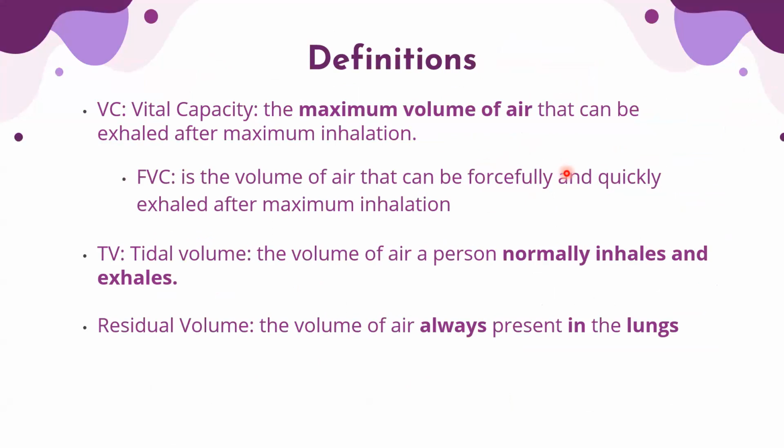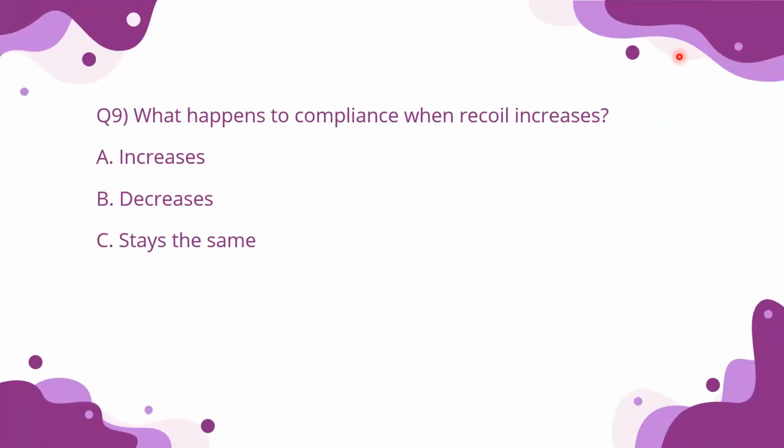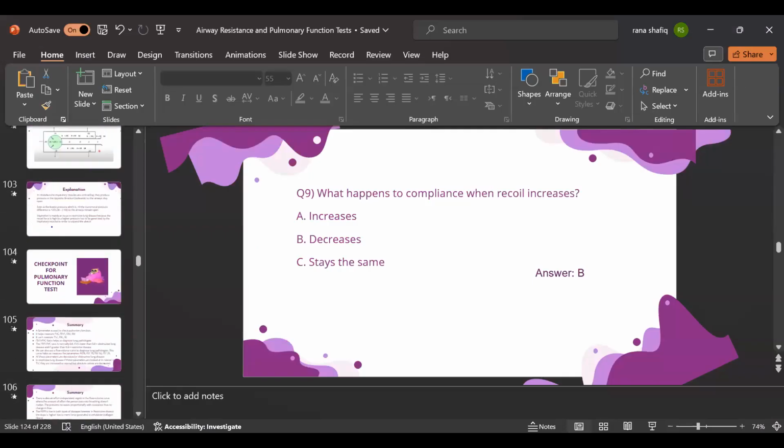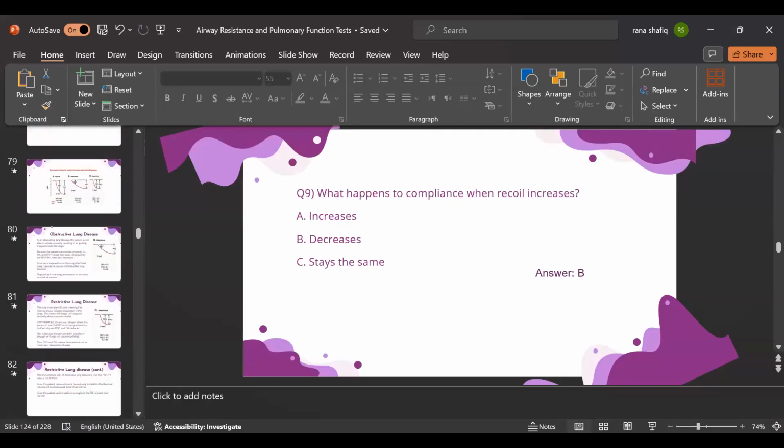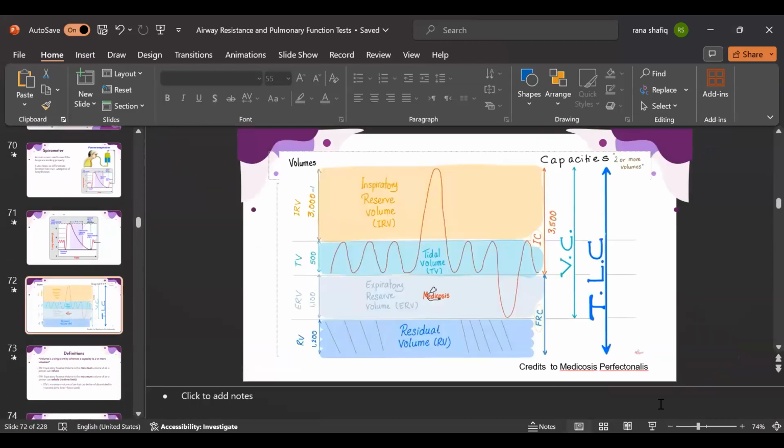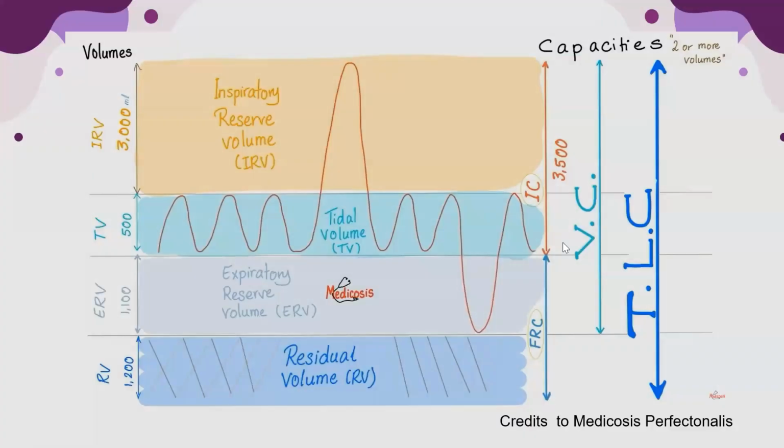Residual volume is always in the lungs, and it's the volume that's going to be present after maximal exhalation. Why? Because when a person does maximal exhalation, they're removing expiratory reserve volume. Okay? Oh, I don't have the graph here. Let me quickly go back and show you which graph I'm talking about. Here. So normal exhalation and maximal exhalation. When a person does maximal exhalation, they remove ERV as well.